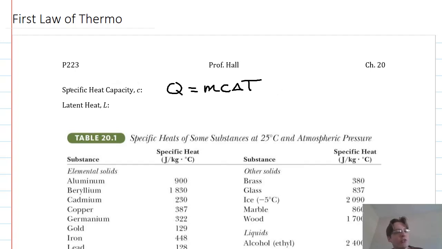C is specific heat capacity. It's specific because it's the heat needed per kilogram of substance, specifically per kilogram what's needed.